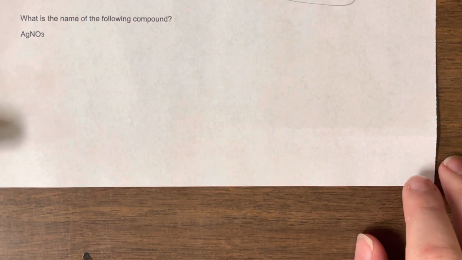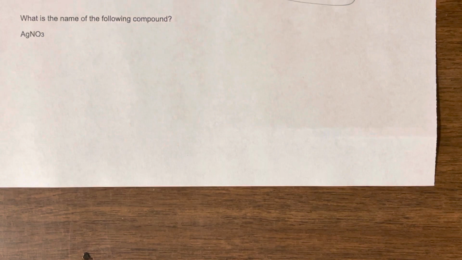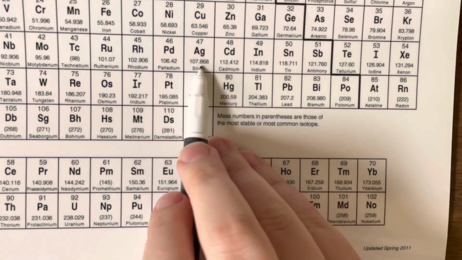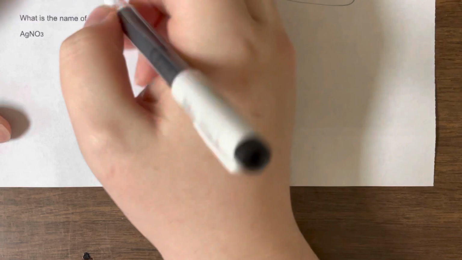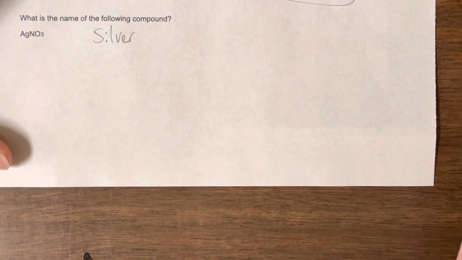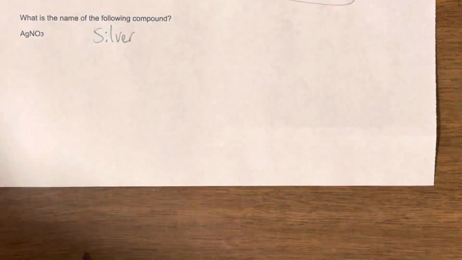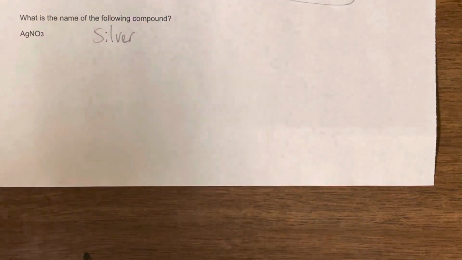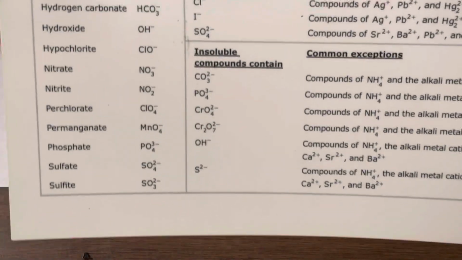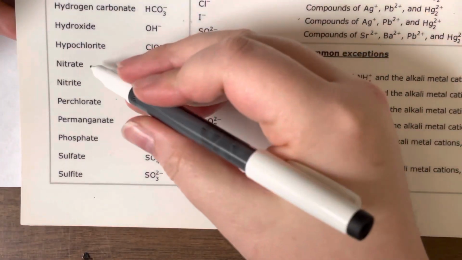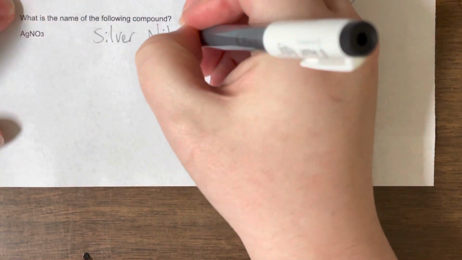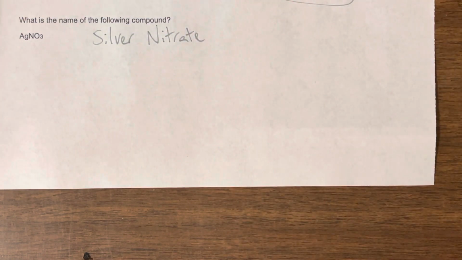What is the name of the following compound? AgNO3. So first I'm going to identify my cation. My cation is Ag, or silver, and it is part of the exceptions, so that means that I get to treat it as if it was a representative metal, so I do not need to find the charge, so it'll just be silver. Then I'm going to identify my anion, and that is going to be NO3, which is a polyatomic, so I'll look on the inside of my periodic table to find it. NO3, that is nitrate. So the name of my compound is silver nitrate.